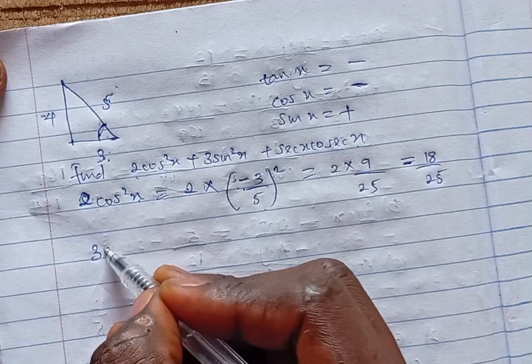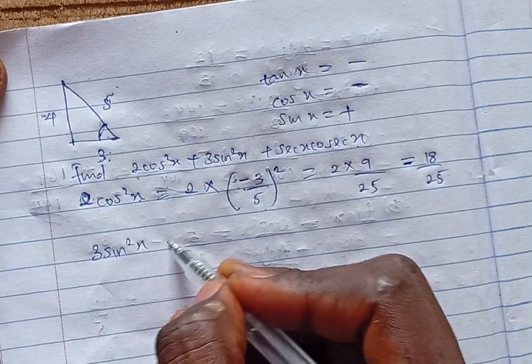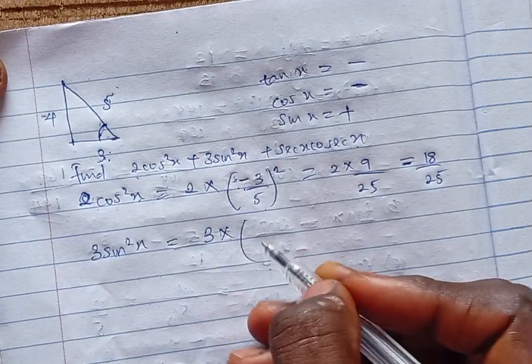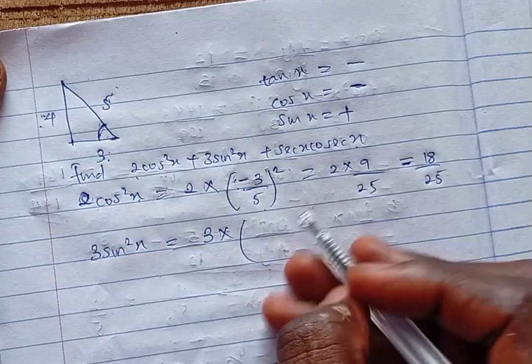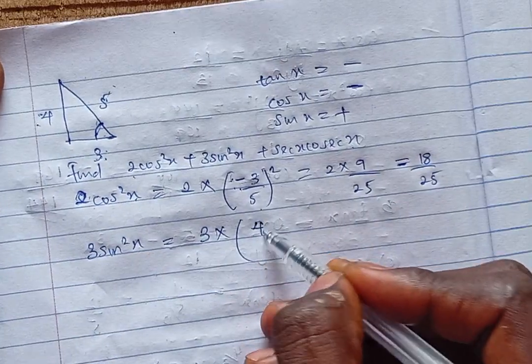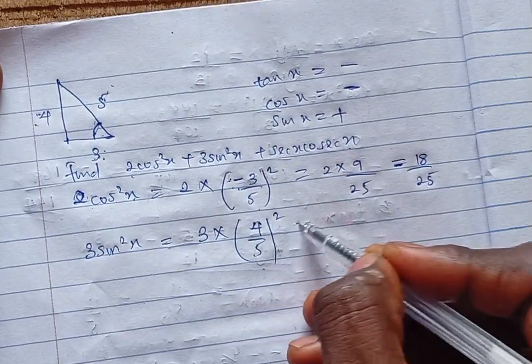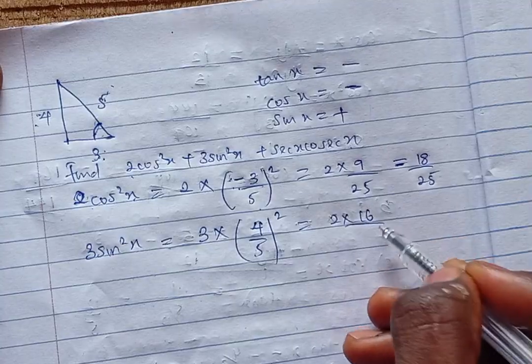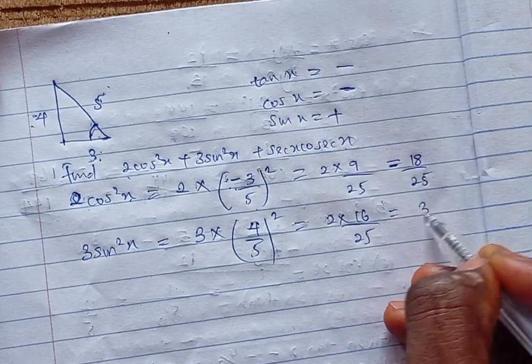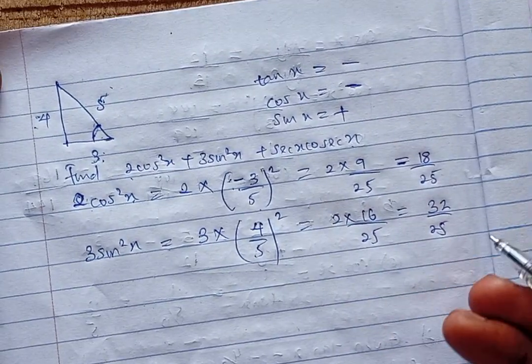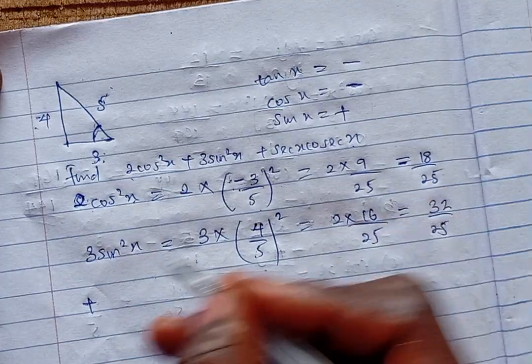Okay, 3 sine square x will be 3 multiplied by our sine, which is opposite over hypotenuse, and it is positive already, all squared, which is 3 multiplied by 16 over 25, and that's 48 over 25.